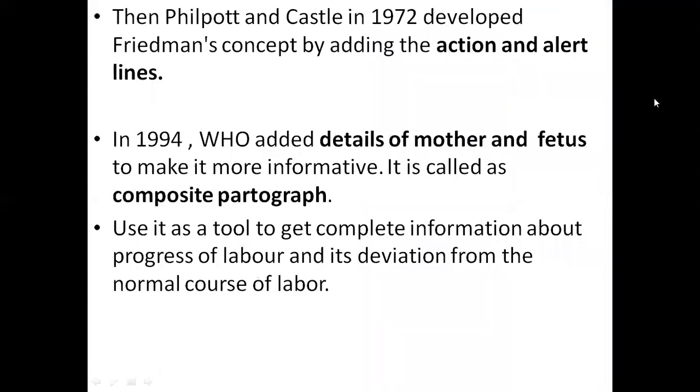After that, Philpott and Kessel in 1972 developed Friedman's concept by adding the action and alert lines. In 1994, WHO added details of mother and fetus to make it more informative. It is called the composite partograph and is used as a tool to get complete information about progress of labor and its deviation from the normal course of labor.